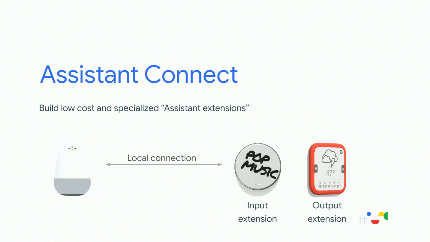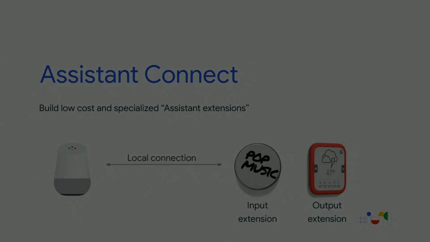Here we have a simple programmable button that instead of always requiring users to say, hey G, they can go ahead and just push the button. It's really great for some of those frequent queries. In addition, we also have output extensions that enable devices to show assistant responses, such as what's the weather or their schedule from their Google Calendar.